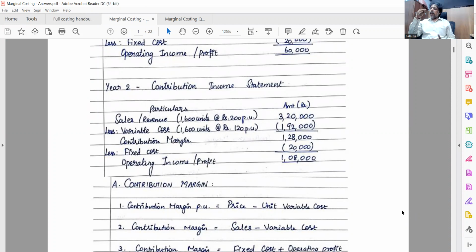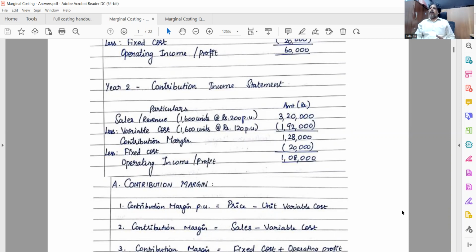In fact, 1,08,000 is the profit made by selling 1,350 units more than the break-even point. Everybody take a calculator: 1,350 units into rupees 80 contribution per unit. How much do you get? 1,08,000. That is the profit. So basically the profit is nothing but the quantity sold above the break-even point into contribution per unit.